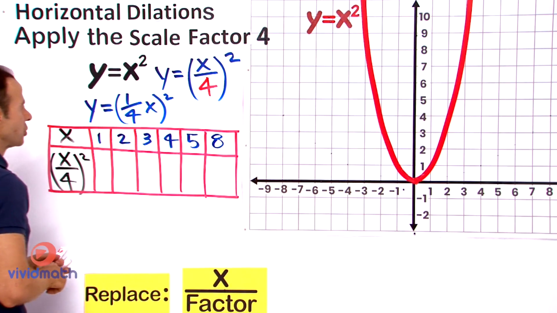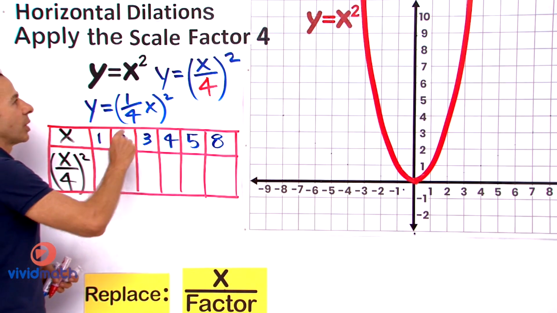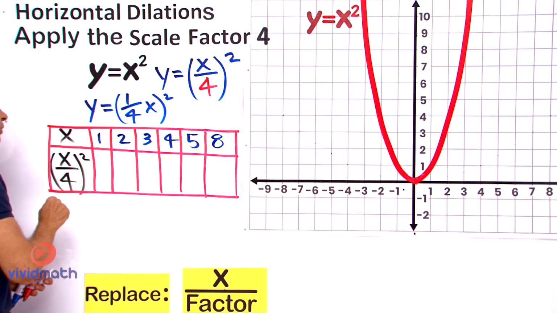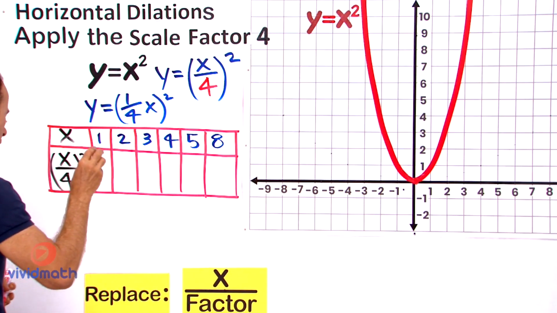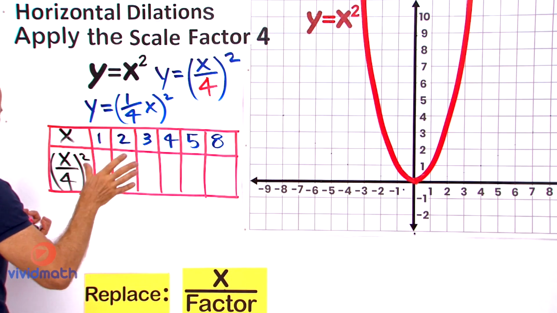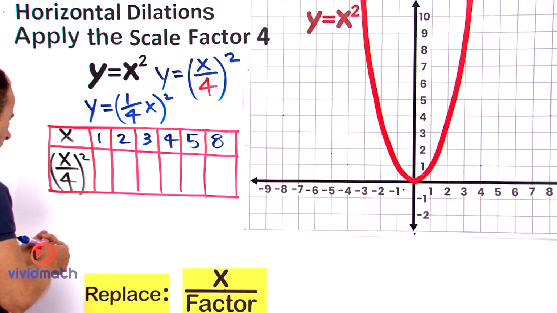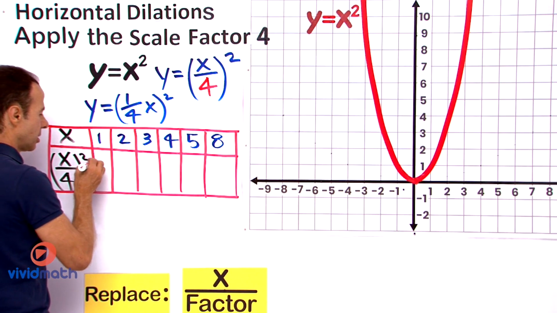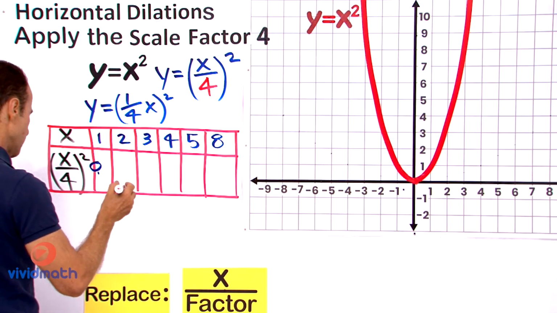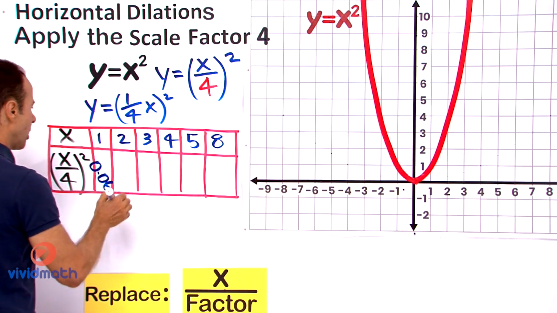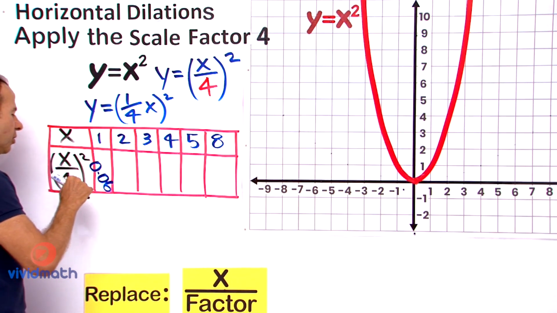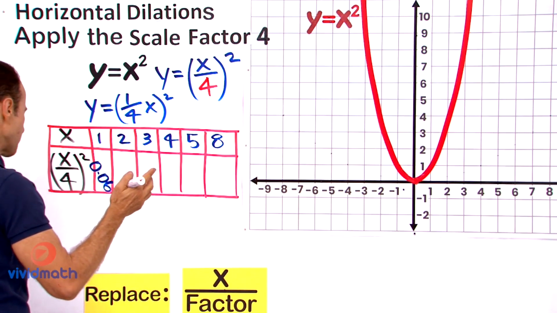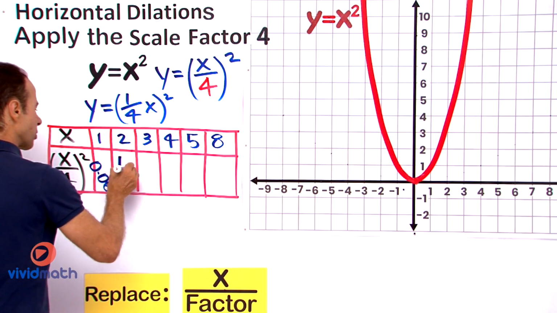Okay, let's start substituting. We're going to substitute x equals 1 into this. x on 4 is 1 over 4, so it's 1/4, all squared. 1/4 all squared is going to be a small number, about 0.06 on your calculator. Let's put 2 in there. 2 over 4 is 1/2. A half squared is a half times a half, that's going to be 1/4.